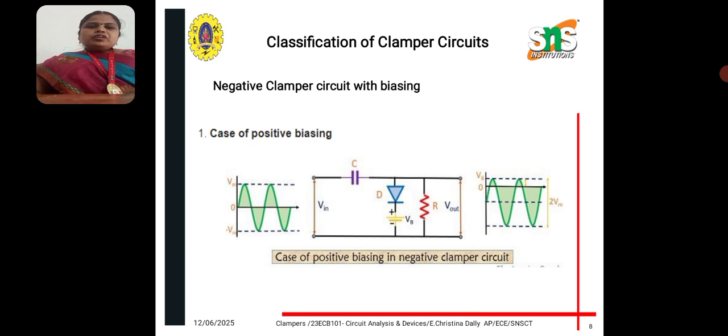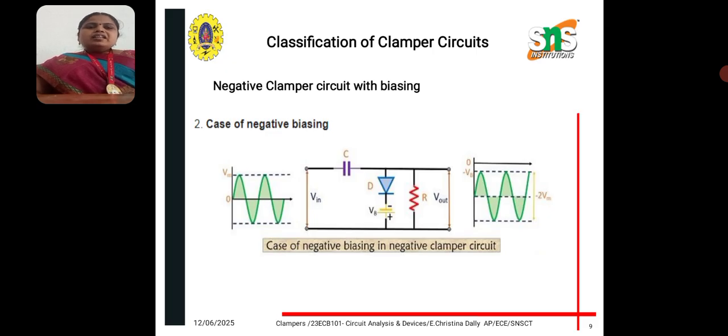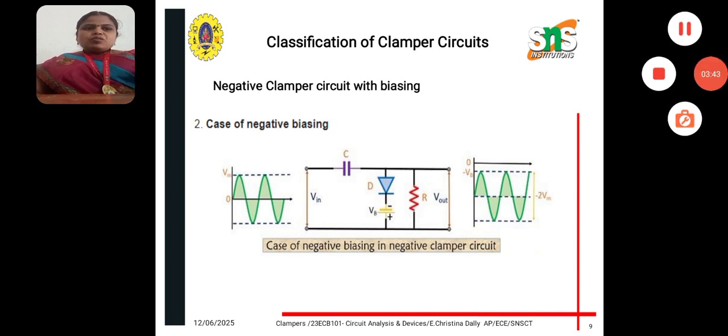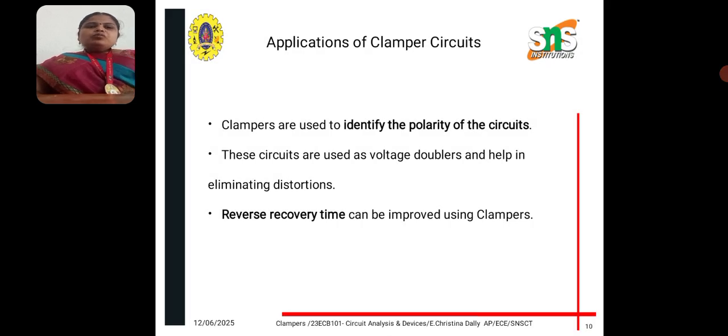Coming to the negative clamper, from the zero level it reaches the next level, and after that it comes down. So this is the case of the biasing, where the negative clamper circuits will be there. In the negative clamper, from 0 it again attains some amplitude. So that is termed the negative clamper with biasing.